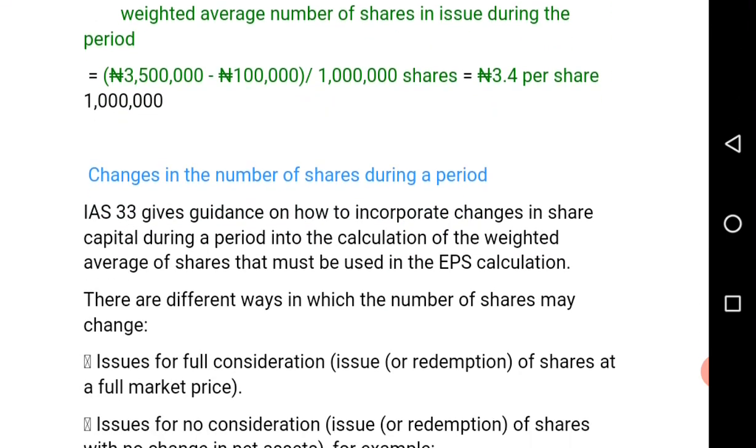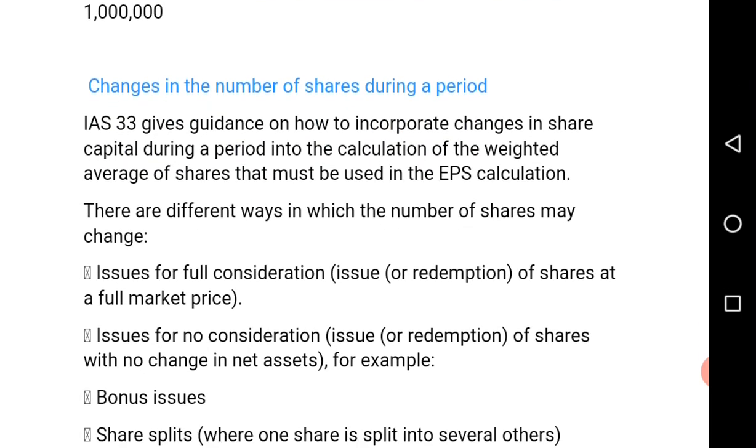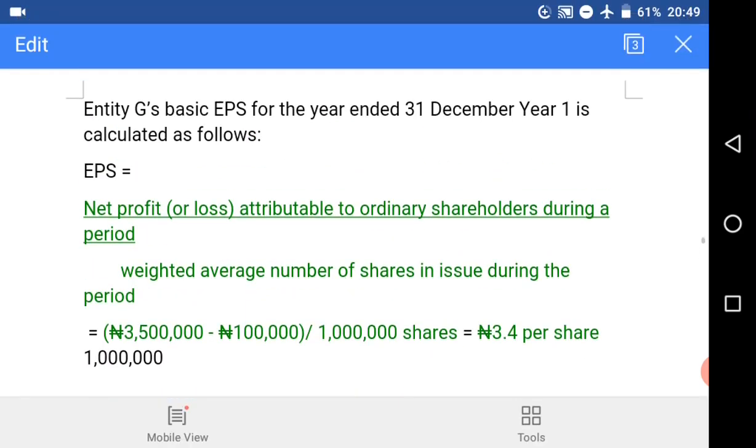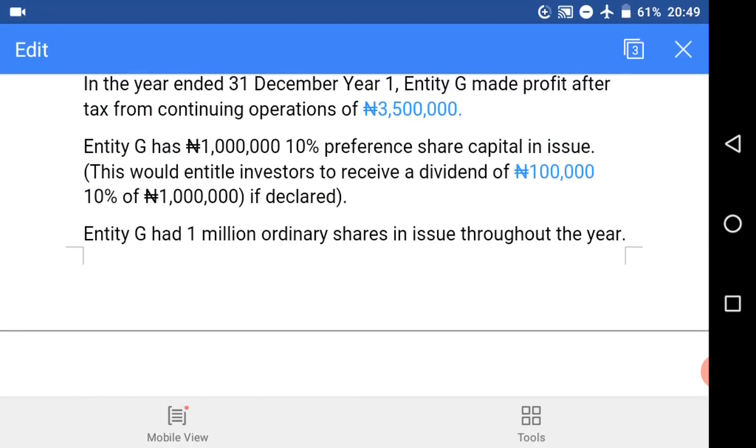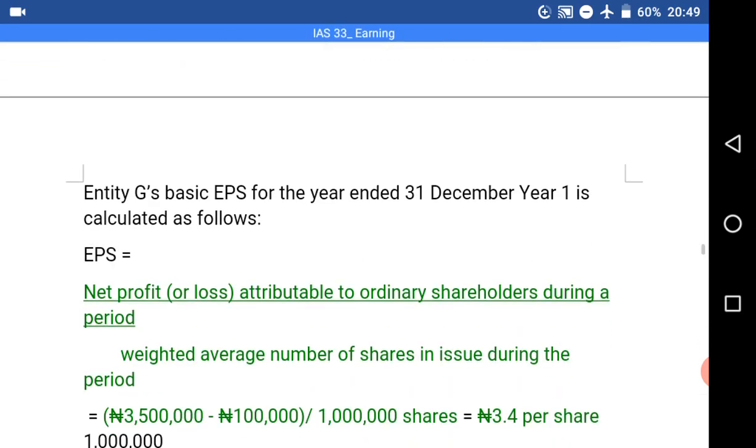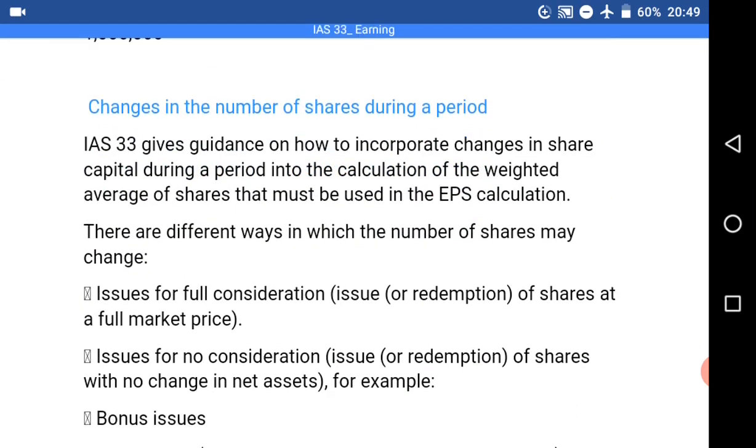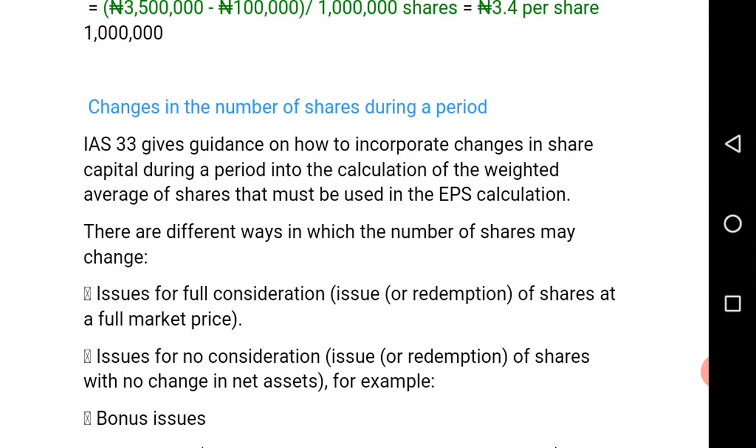And we move to changes in the number of shares during the period. Now when there are changes in the number of shares, what do we do? Before, the number of shares remains static, 1 million ordinary shares in most of the examples or all of the examples listed above. So now what if the number of shares increase during the period? What do we do? How do we treat it? IAS 33 gives guidance on how to incorporate changes in share capital during a period into the calculation of the weighted average of shares that must be used in EPS calculation.